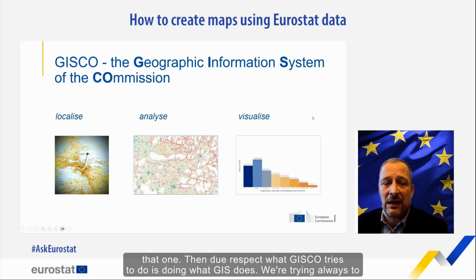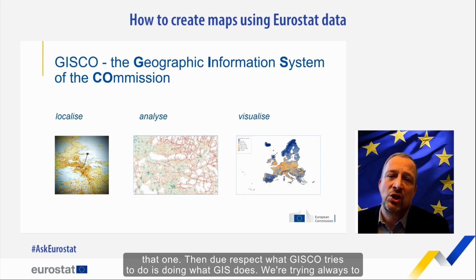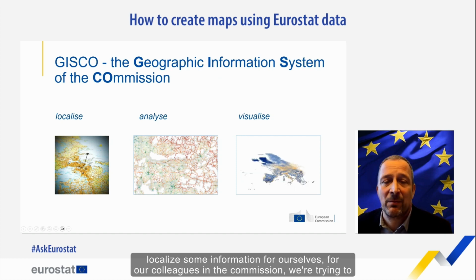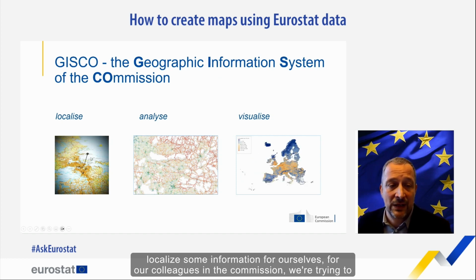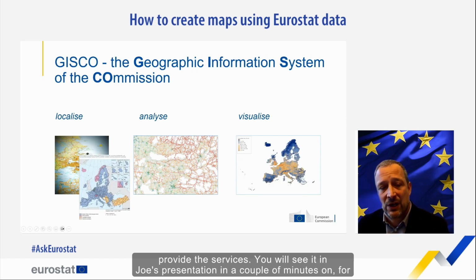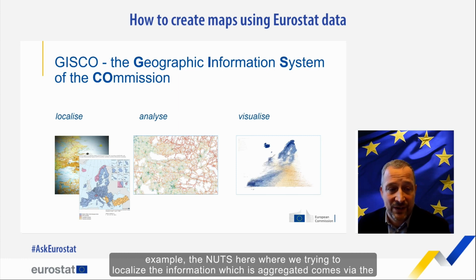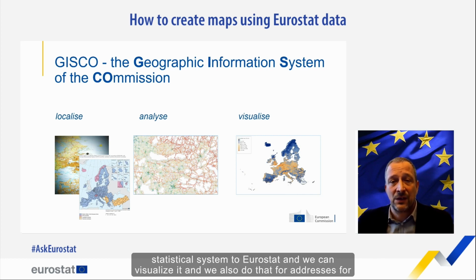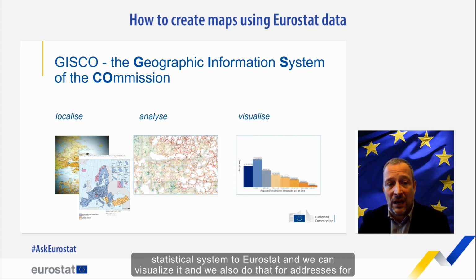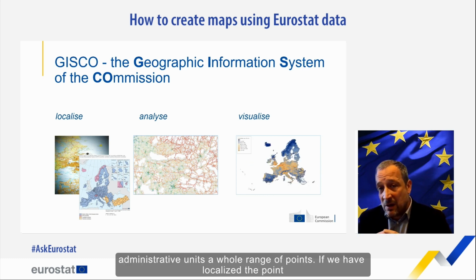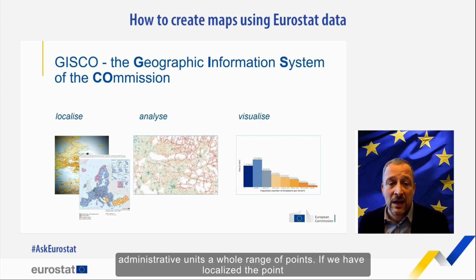In that respect, what GISCO tries to do is what a GIS does. We're always trying to localize some information for ourselves and for our colleagues in the Commission. We're trying to provide these services. You will see it in Joe's presentation in a couple of minutes on, for example, the NUTS, where we're trying to localize the information which is aggregated and comes via the statistical system to Eurostat, and we can visualize it. And we also do that for addresses, for administrative units, a whole range of points.